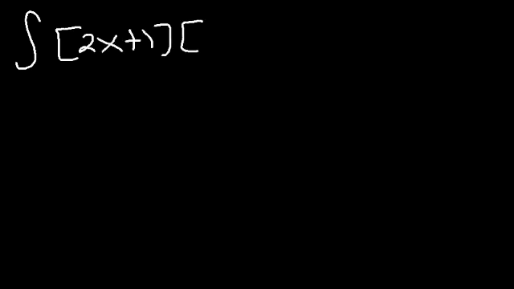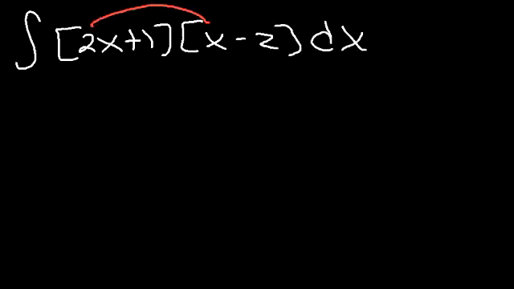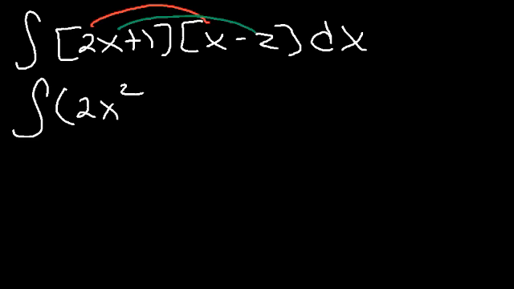Let's try this one. (2x + 1) times (x - 2) dx. So just like the last example, we need to FOIL first. 2x times x is 2x². And then 2x times negative 2, that's negative 4x. 1 times x is x. And then 1 times negative 2.